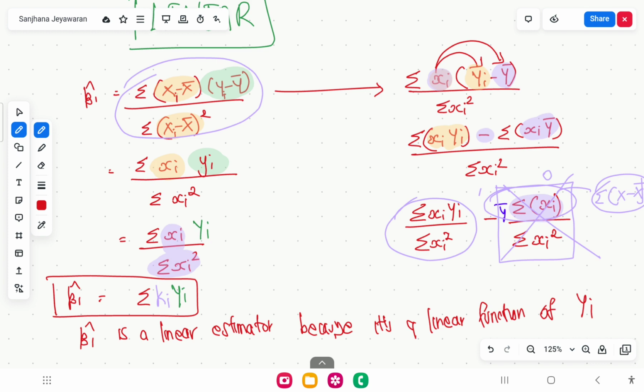Alright, how did we do? We took the beta 1 equation, and from this first equation, we proved that that is equal to this. And in the last final one which we got, what did we do? We took this part and set that equal to k. So because of that, we end up with sigma ki yi. So now we can say that this is a linear estimator because it's a linear function of capital Y. Alright.